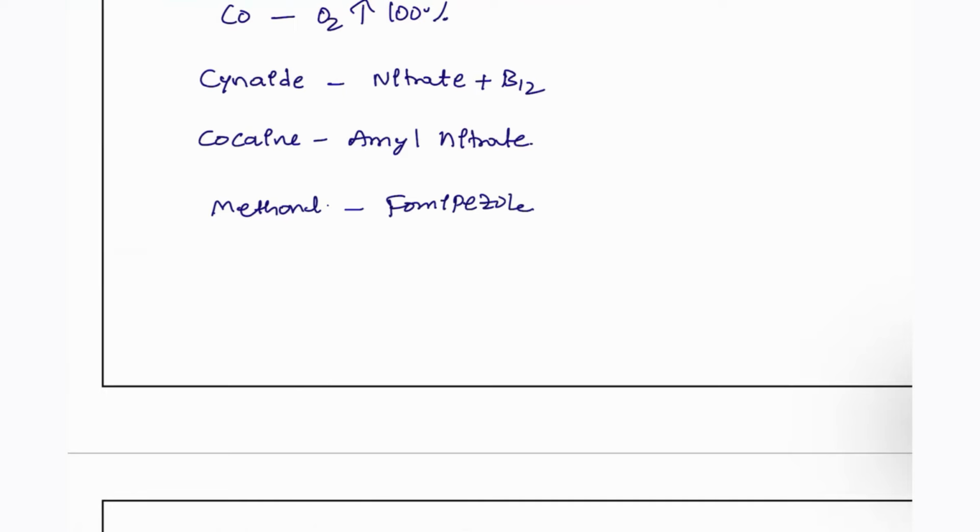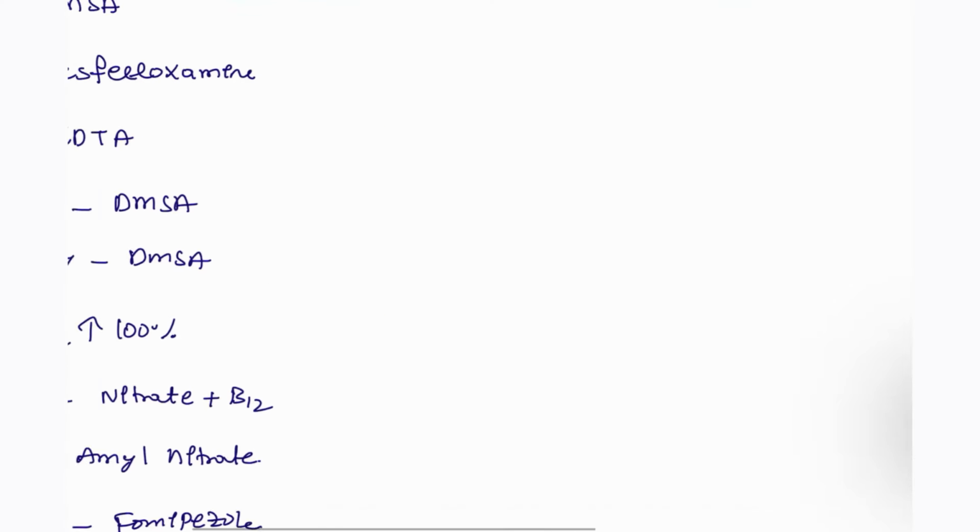Next, those who are taking benzodiazepines, toxicity. For this patient, we are going to give flumazenil. For those who are taking paracetamol, NAC, N-acetylcysteine should be given for this patient. Next, opioids. For opioid patients, naloxone is given. Okay, naloxone is given for this patient.